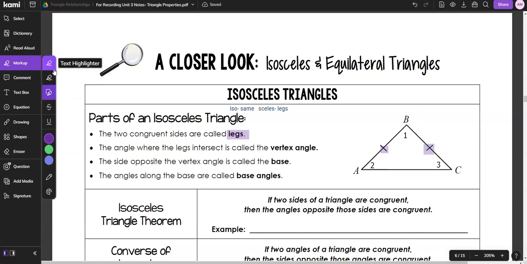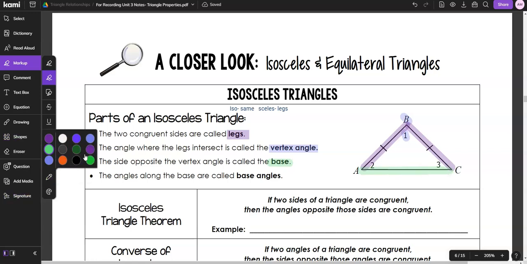Those are our legs. Now looking next, the angle where the legs intersect is called the vertex angle. And that is going to be right here at angle B or angle 1, whichever one you want to look at. It's going to be the same. Okay, so the side opposite the vertex angle is called the base. And that's going to be segment AC right here. And then last, we see that the angles along the base are called base angles. So that's going to be 2 and 3.